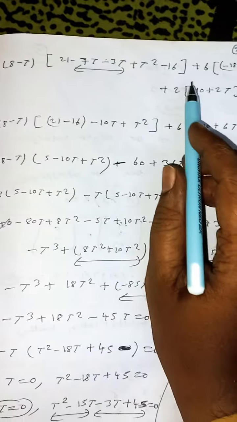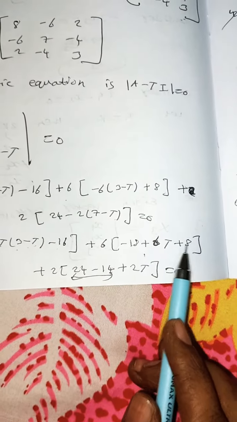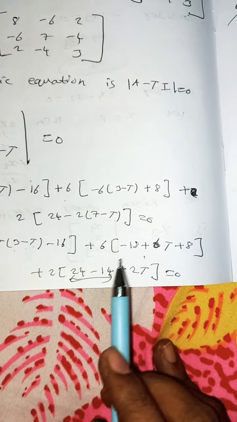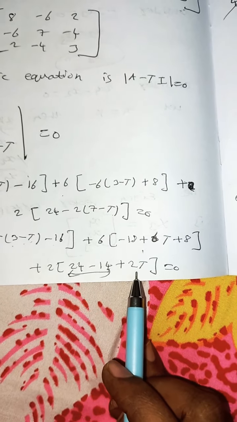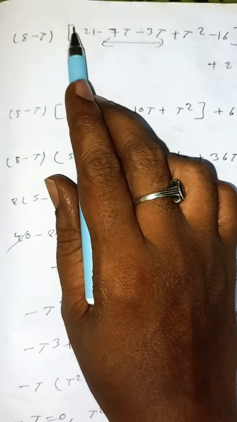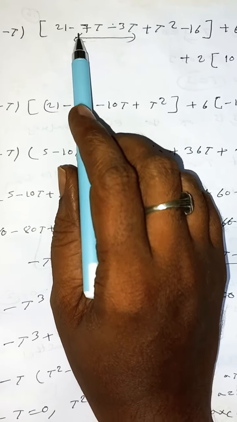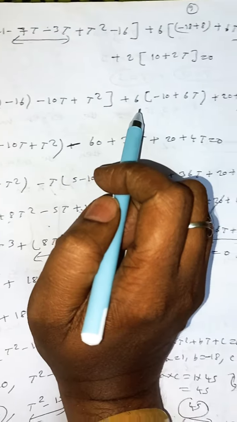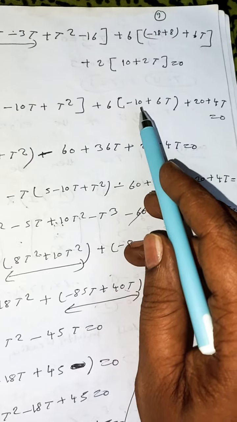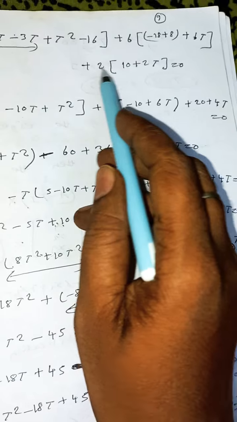That only I have written here, plus 6 into the constants, minus 18 plus 8 in one bracket, plus 6 lambda, plus 2 into 24 minus 14 is 10, plus 2 lambda is equal to 0. Now 8 minus lambda into 21 minus 16, I have written the constants in one bracket. Here see the lambda values: minus 7 minus 3 is minus 10 lambda plus lambda square, plus 6 into minus 18 plus 8 is minus 10, plus 6 lambda, plus 2 into 10 is 20, plus 2 into 2 lambda is 4 lambda.